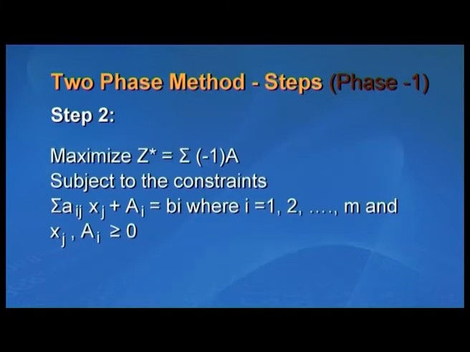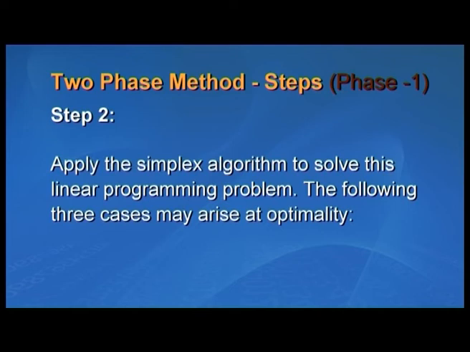Maximize z* = summation of -1 ai, subject to the constraints summation of aij xj + ai = bi, where i = 1, 2, up to m. xj, ai are greater than or equal to 0. Apply the simplex algorithm to solve this linear programming problem.